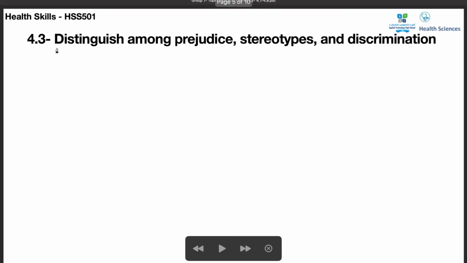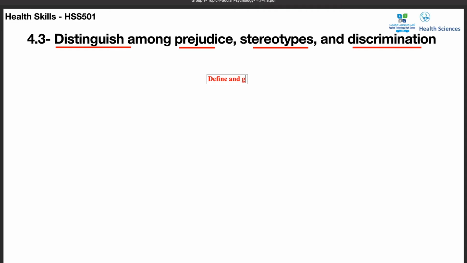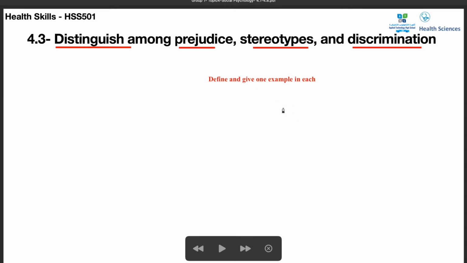Move to 4.3. Distinguish among these three. It is very simple to distinguish between them. You can make a table or a diagram, define each and give one example in each. You have three points over here: prejudice, stereotypes, and discrimination. So you will define and give one example of each.